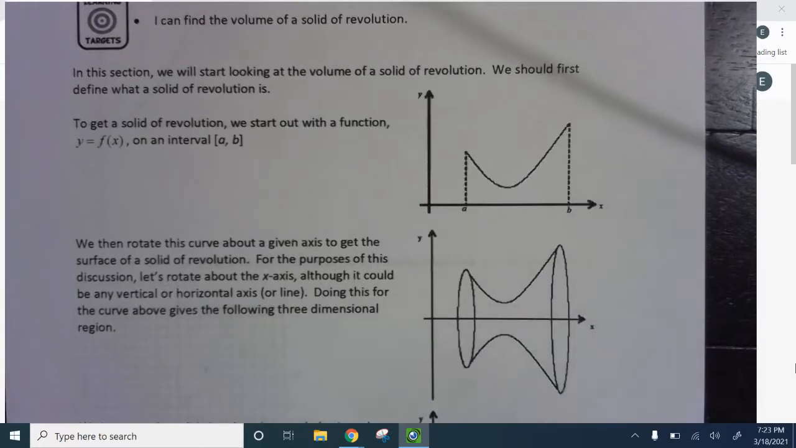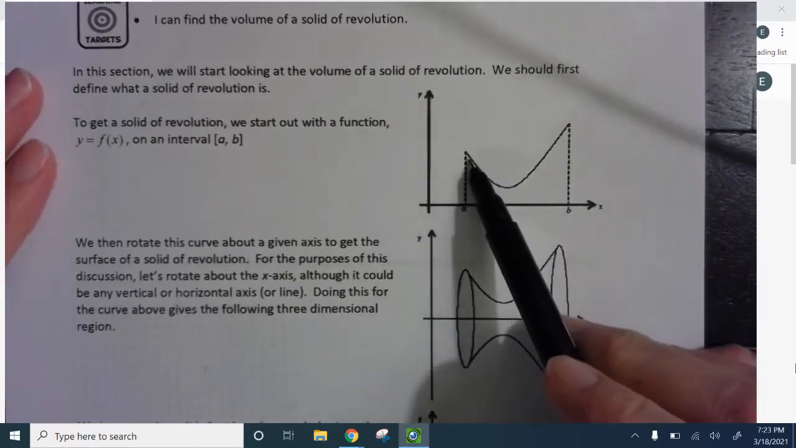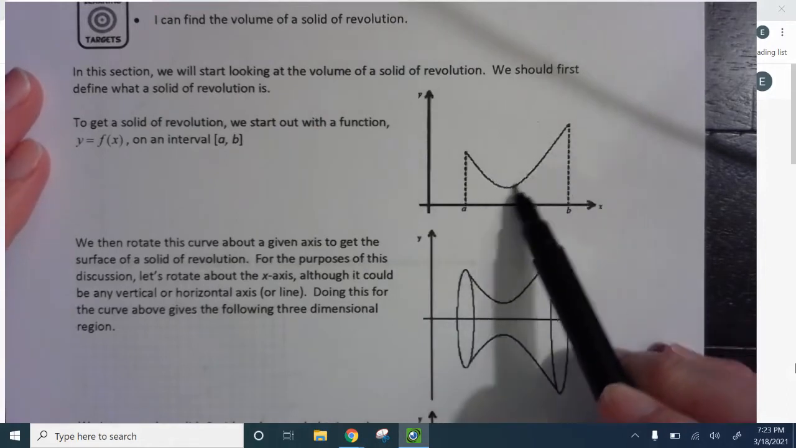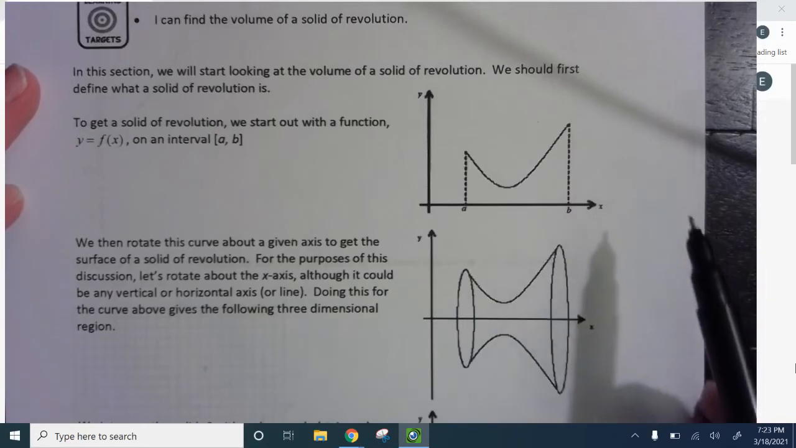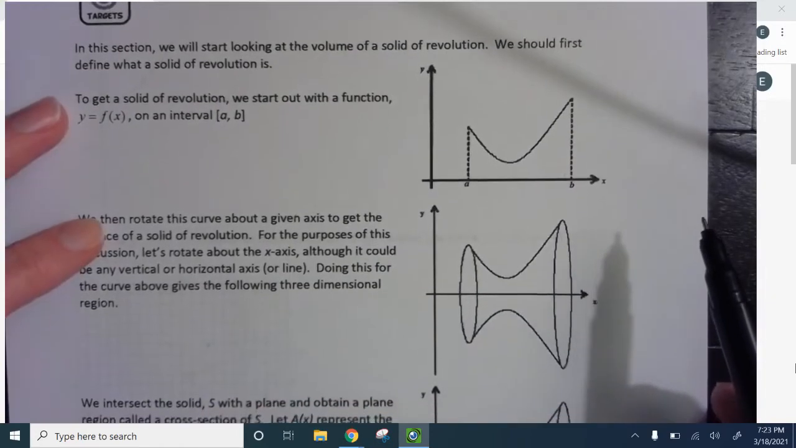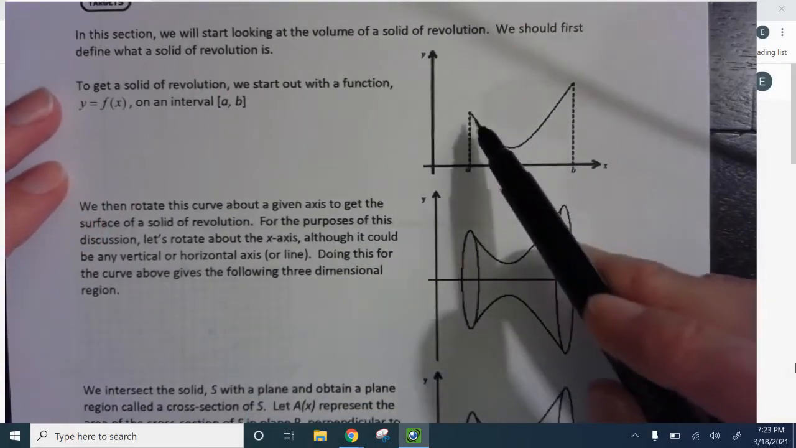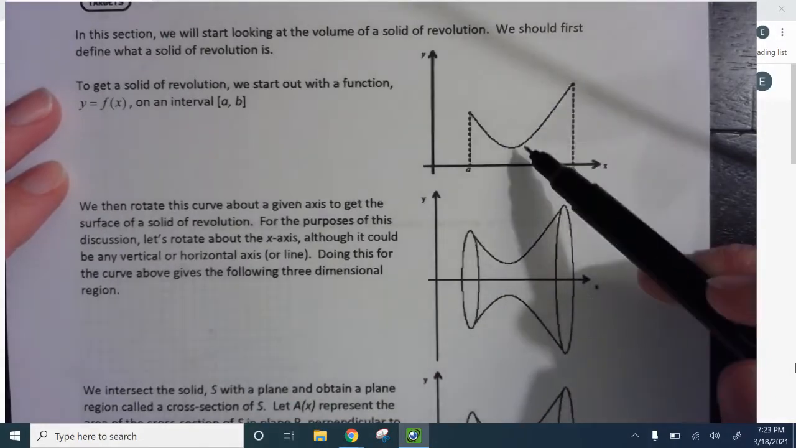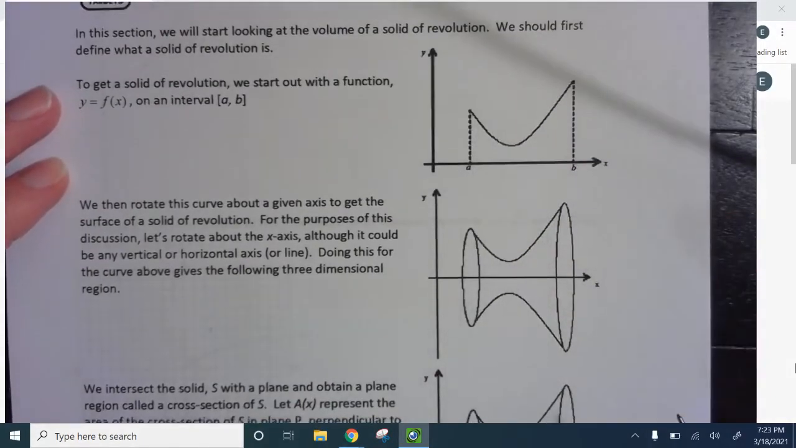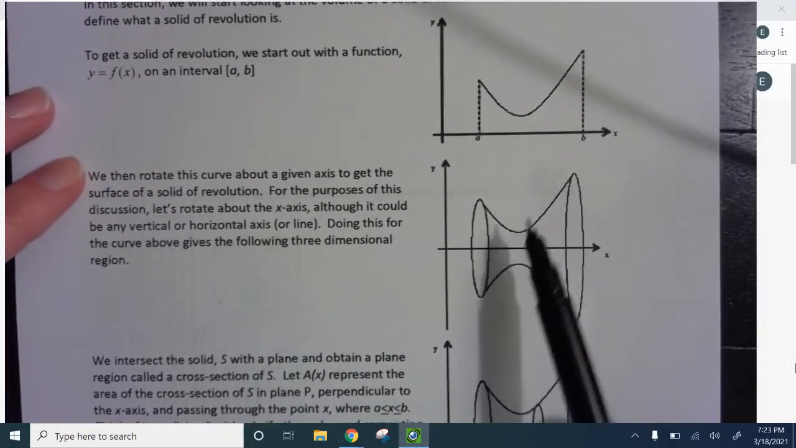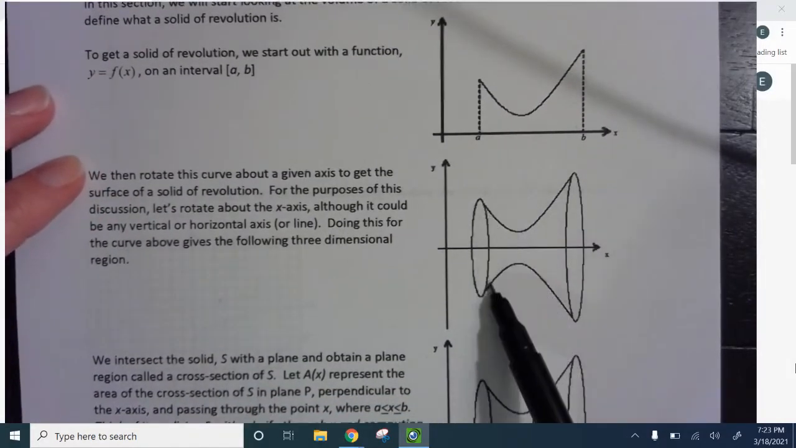So we can start off with any function. We'll take a look at a couple of different ones today. So let's say that this is our function here, and we're looking at the interval from a to b. And in this case, we're going to rotate about the x-axis. So what happens if I take this region and swing it around so that it revolves around the x-axis? What we would end up getting is some sort of three-dimensional shape like this.